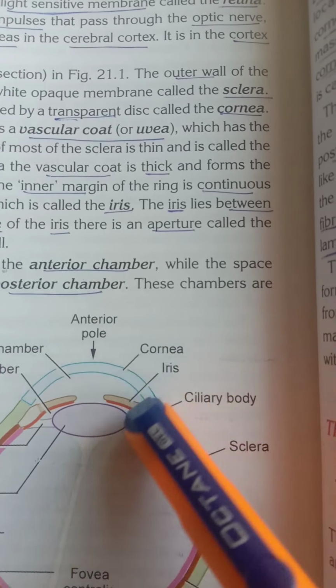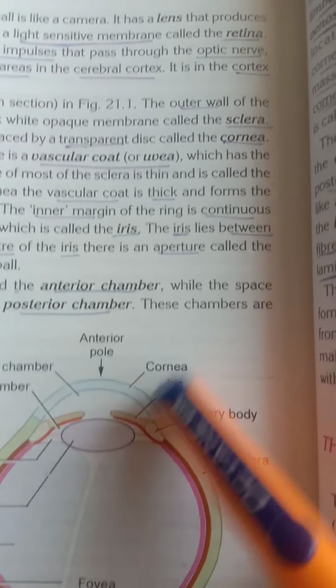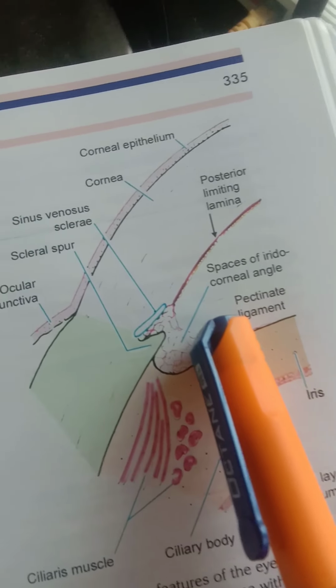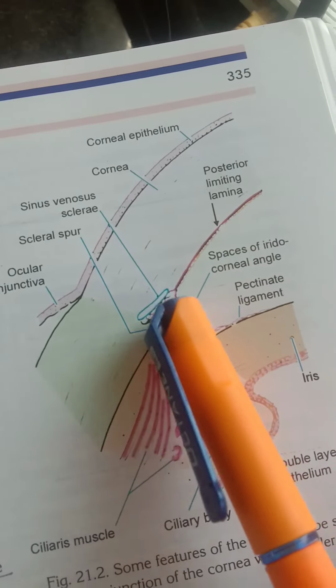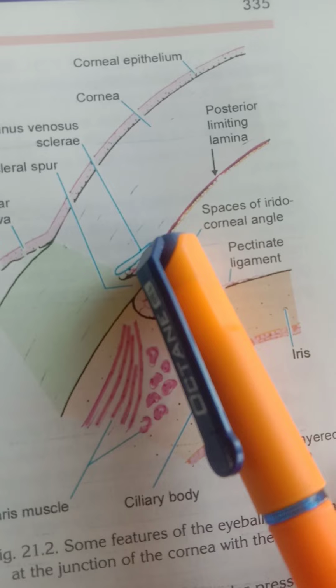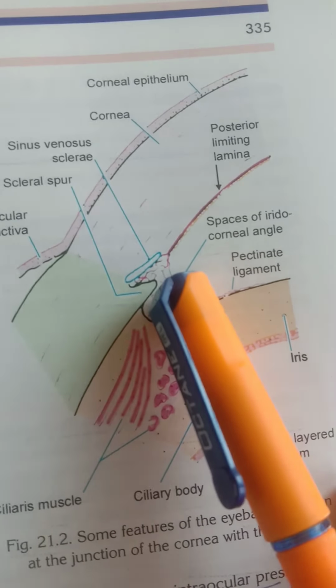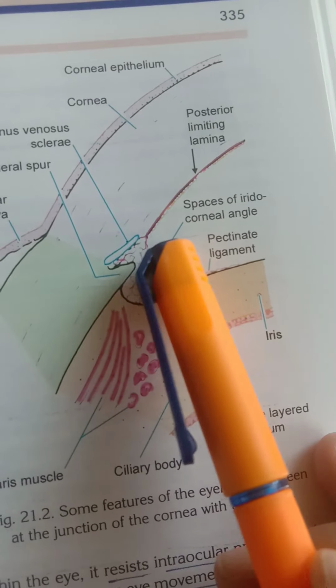So remember, the sclerocorneal junction is called the limbus, and a circular channel is present in it. Here you can see this circular channel. This is known as the sinus venosus sclerae, also known as the canal of Schlemm, which is located in the sclera just behind this corneoscleral junction.